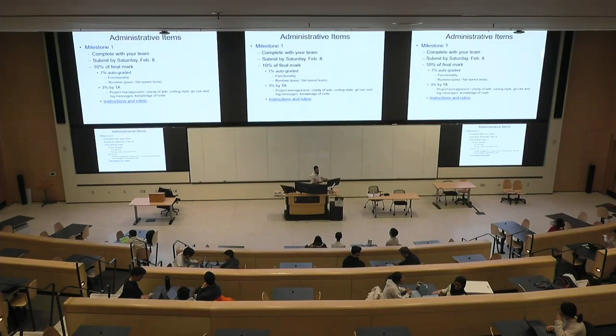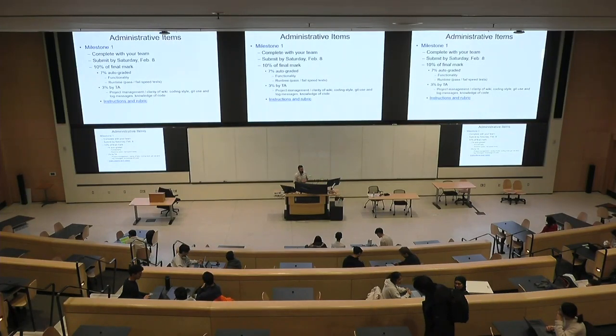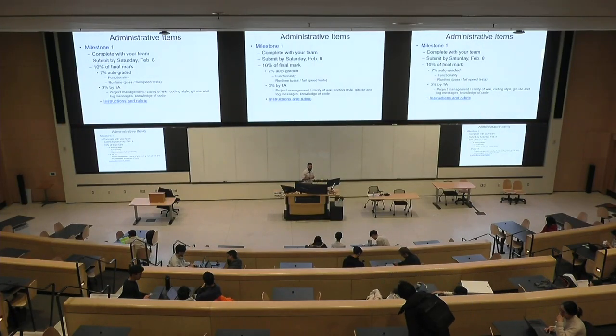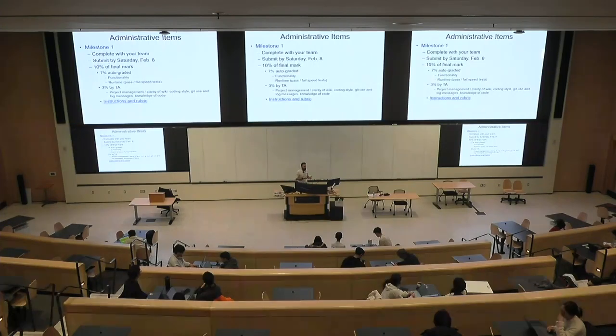The other 3% will be marked by the TA after you submit your code. They will go over your project management. If you recall from lecture 1, we talked about how you're going to have a wiki page where you summarize your progress and how you divided tasks across your teammates, and your TA will go every week over that page to see whether you are managing your project well. They want to make sure that it is well summarized.